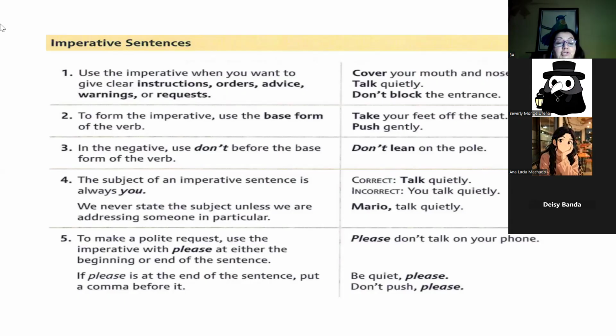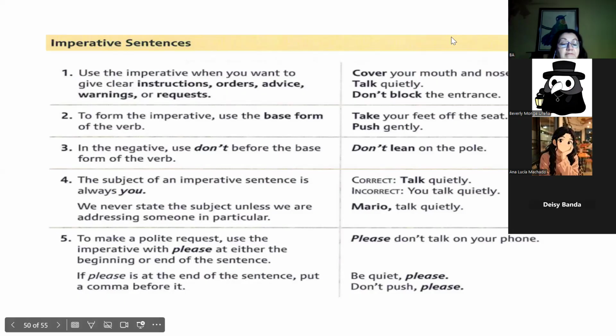Perfect, thank you. So to form the imperative, we use the base form of the verb. Take your feet off the seat, push gently. In the negative, use don't before the base form of the verb. Don't lean on the pole. The subject of an imperative sentence is always you. We never state the subject unless we are addressing someone in particular. Correct, talk quietly. Incorrect, you talk quietly. But we can say, Mario, talk quietly. Cuando estamos dentro de un grupo, y dándole la instrucción a una persona en específico, entonces ahí sí podemos poner un sujeto con la coma.